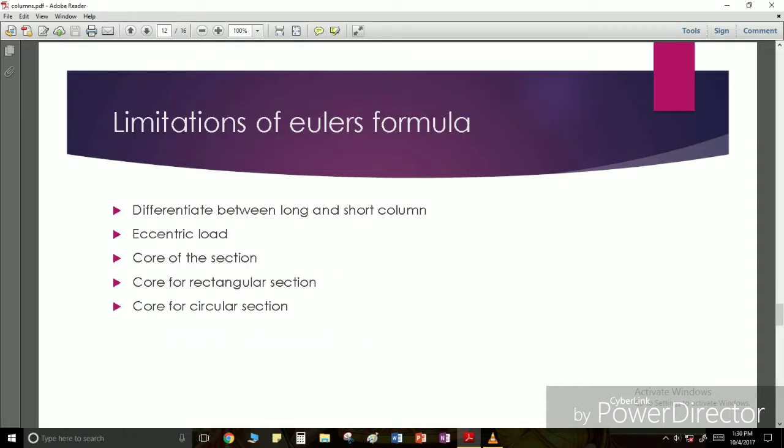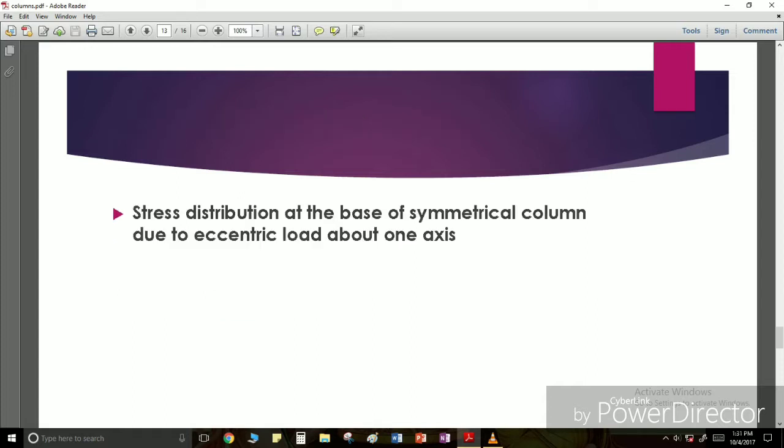What are the limitations of Euler's formula? While deriving this formula we will discuss this, and also the differences between a long column and a short column. What is an eccentric load and eccentric loading, and what is meant by the core of a section? We will discuss the core of a section for different sections like rectangular and circular sections. Finally, we will discuss stress distribution at the base of a symmetrical column due to eccentric loading about one axis.